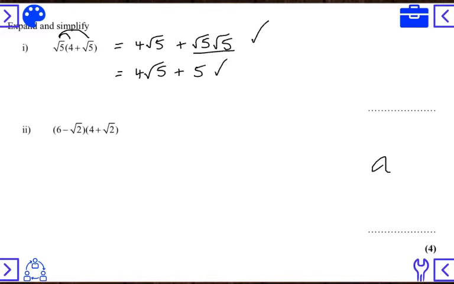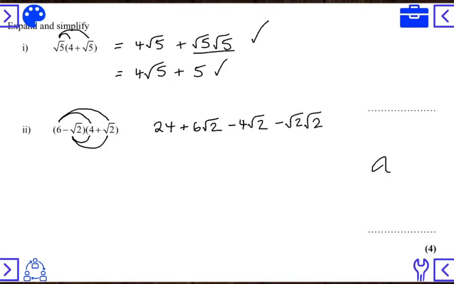For the second question, we need to use FOIL, the claw method, the grid method, however it is that you want to be able to expand out brackets. But with this one, I've got the product of 2 expressions. So expanding it out, 6 times 4 and 6 times root 2. Let's do that bit first. 6 times 4 is 24, and 6 times root 2 is 6 root 2. For the next bit, I need to multiply everything in the second bracket by negative root 2. So negative root 2 times 4 and negative root 2 times root 2. So I then get minus 4 root 2 and then minus 2 root 2 times root 2.